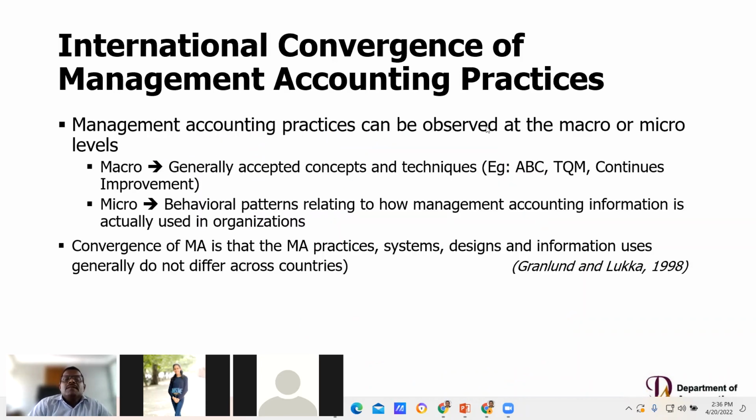Integrations of convergence of management accounting practices. Management accounting practices can be observed at macro and micro level. Macro, you see that we will discuss in ABC costing, ABC, TQM, continuous improvements. Those are macro, generally developed concepts.